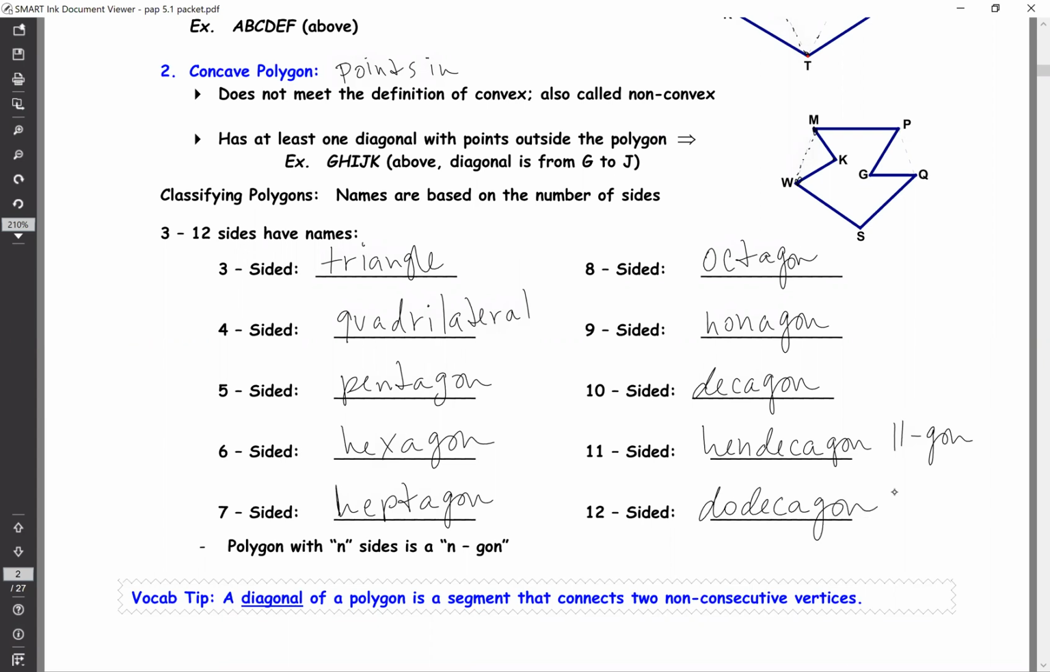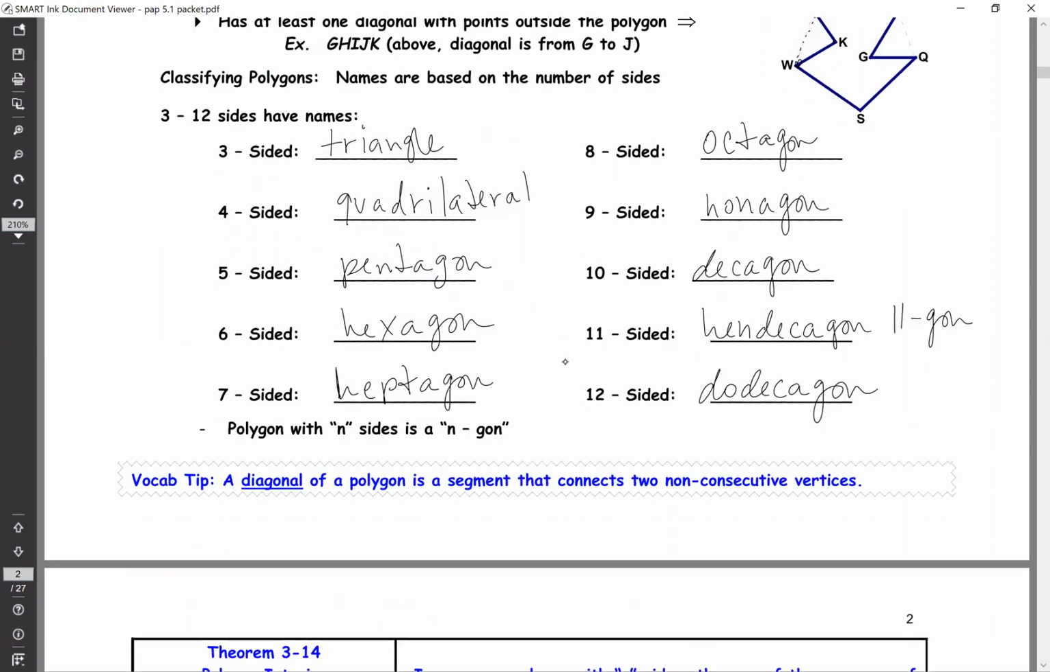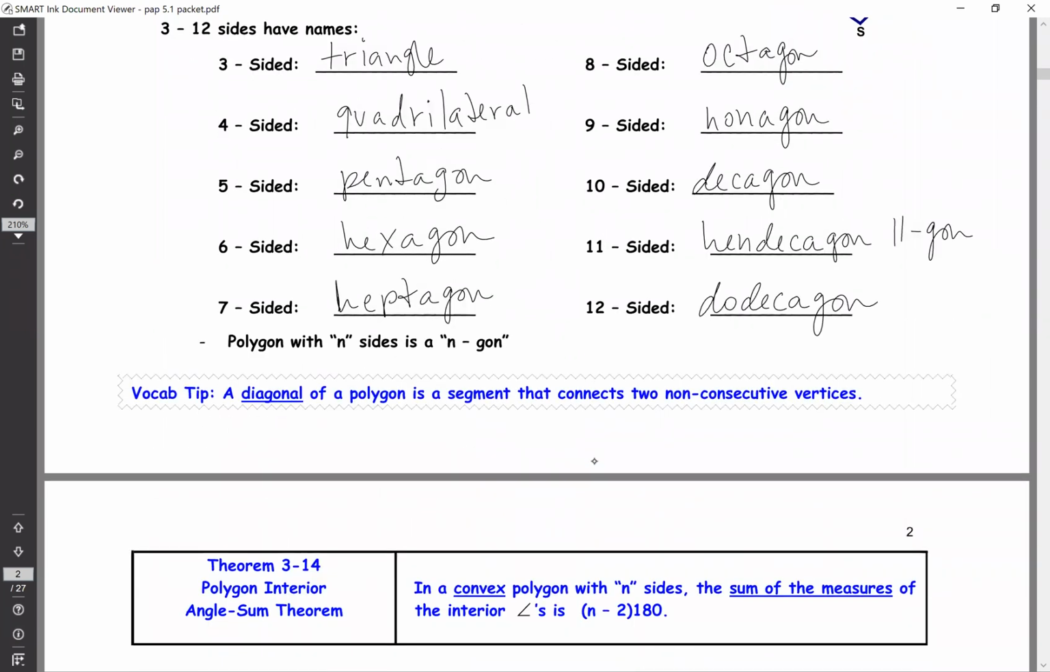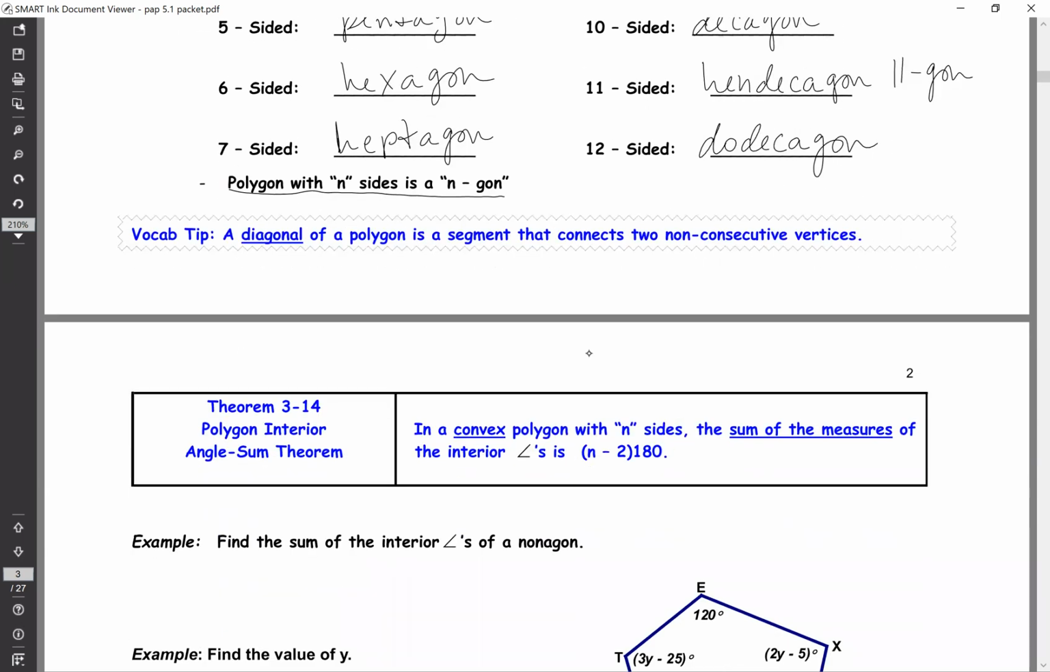Typically you need 3 through 10. 11, not so much. 12, maybe. And then a polygon with n sides is also called an n-gon. So sometimes we're going to ask you to find how many sides it is, and that would just be called an n-gon. Okay, and then a vocab tip.